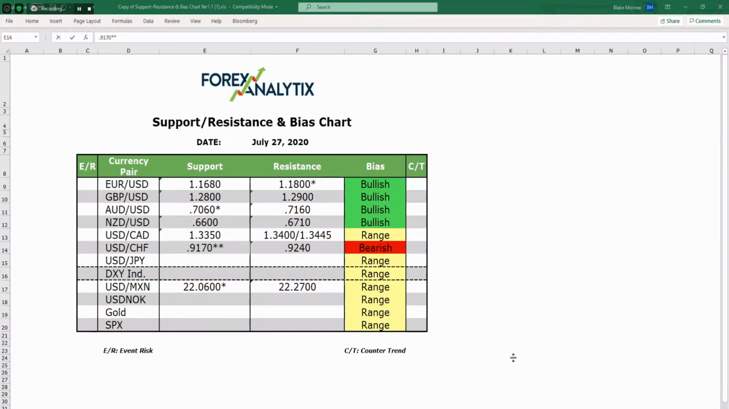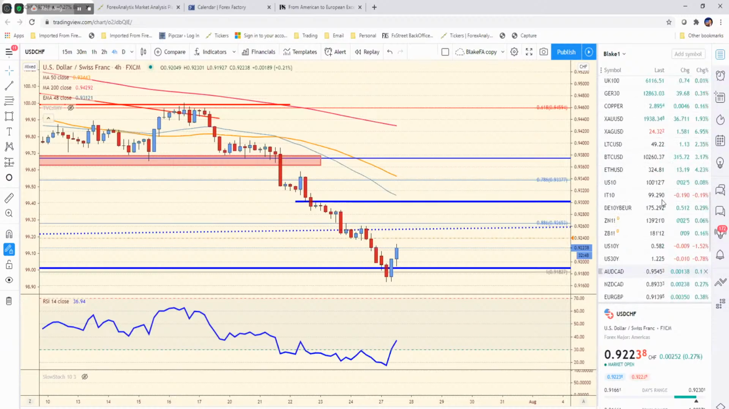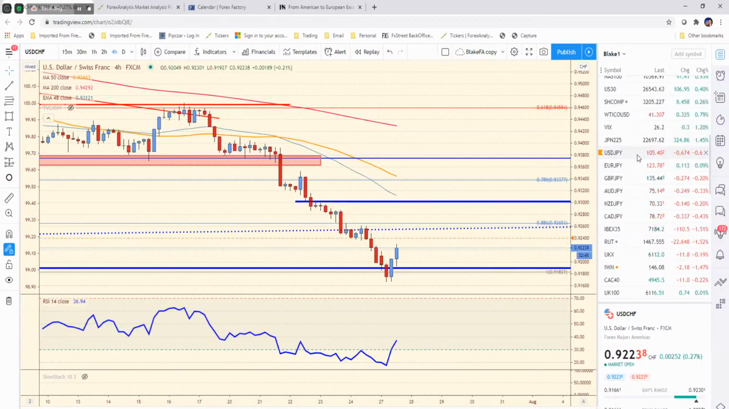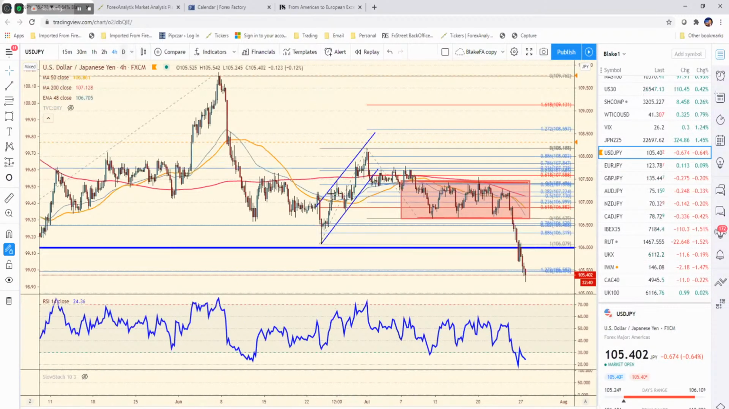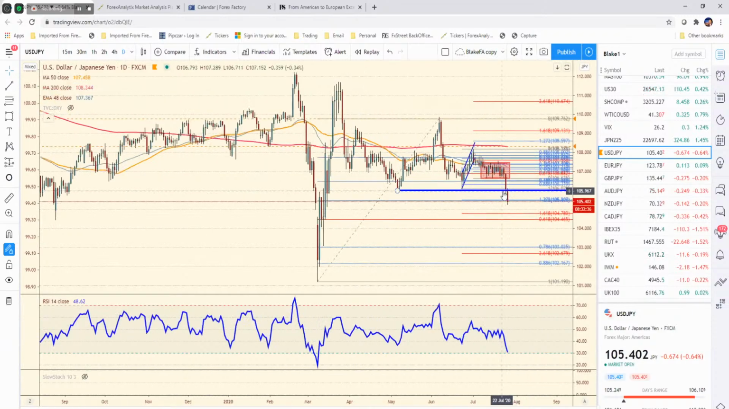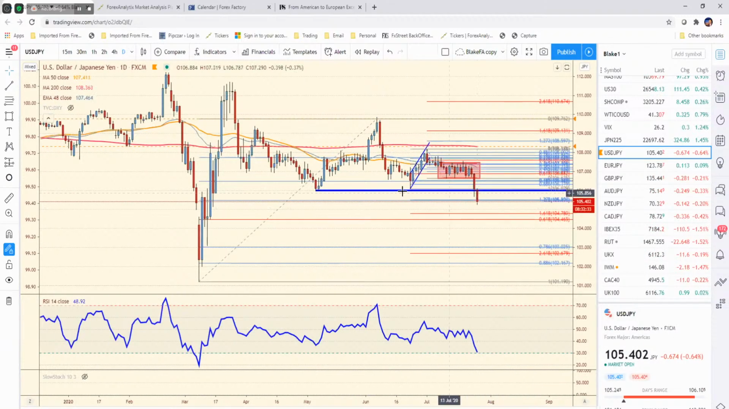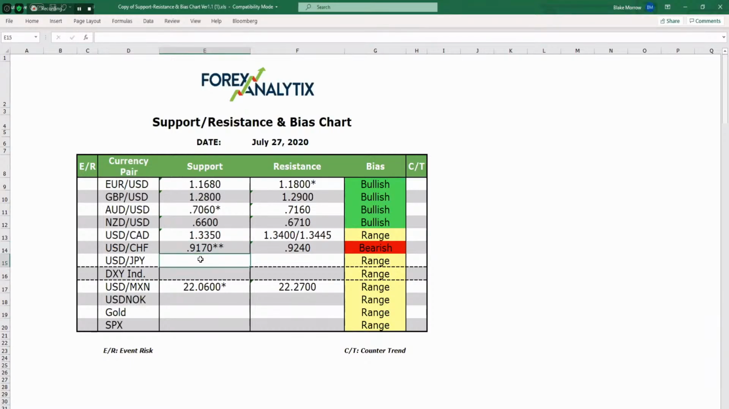Dollar yen. Dollar yen was a bearish break below 108. 106, I'm sorry, I said 108. 106, big support, broke. Okay. The 161% extension of this move is at 104.78. That is going to be support for today. 104.78. Okay. Now, any move back to 106 should find sellers. That's a bearish trend. Okay.